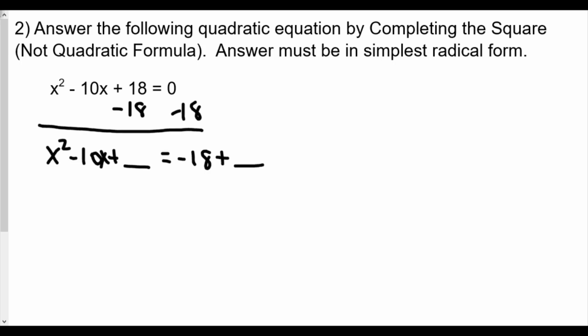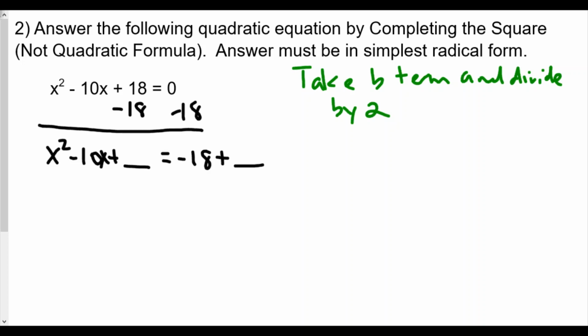Okay, so the number we fill in, we would take the B term and divide by 2. So our B term in this case is negative 10. And so we take negative 10 and divide by 2. We get negative 5.